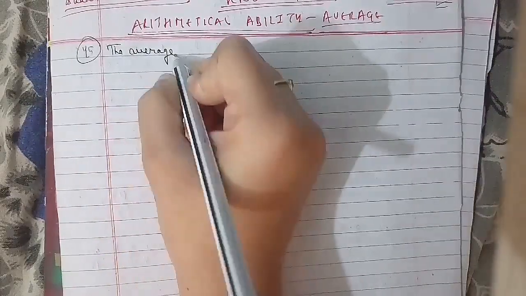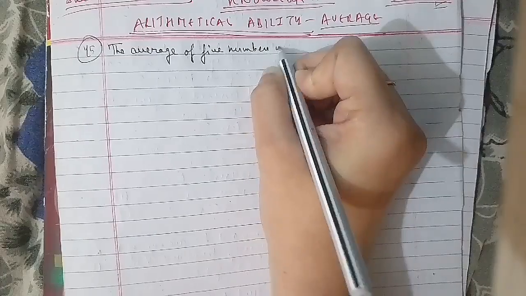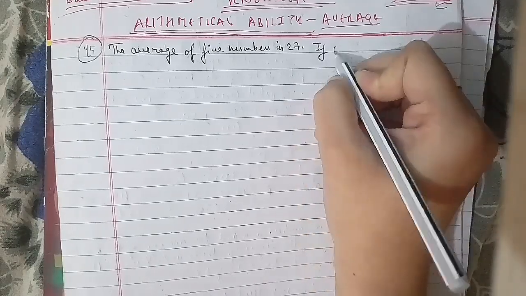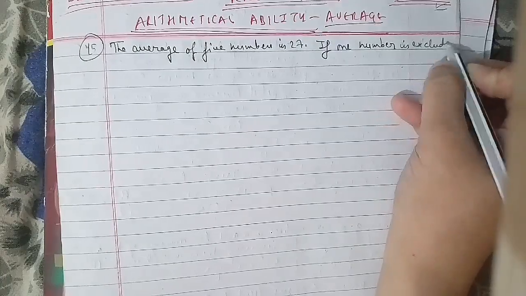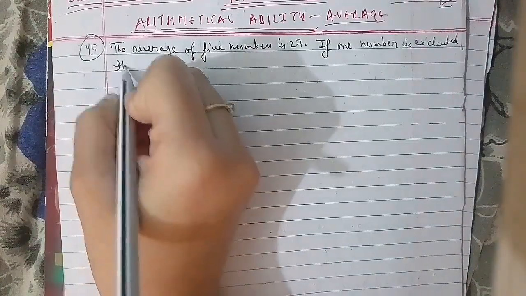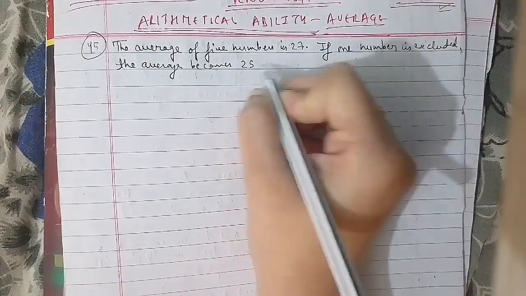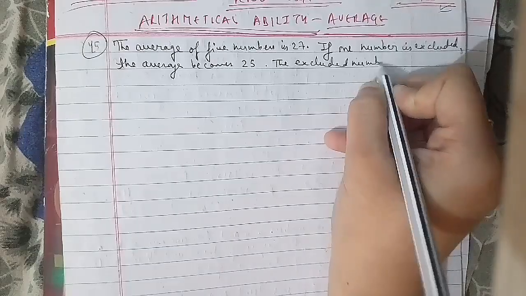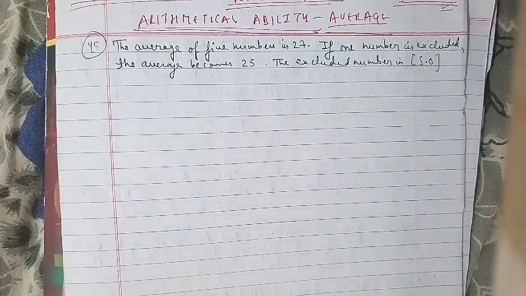The average of 5 numbers is 27. If one number is excluded, the average becomes 25. The excluded number is? This has been asked in your section officer examination paper, and that is also an important paper with respect to competitions.